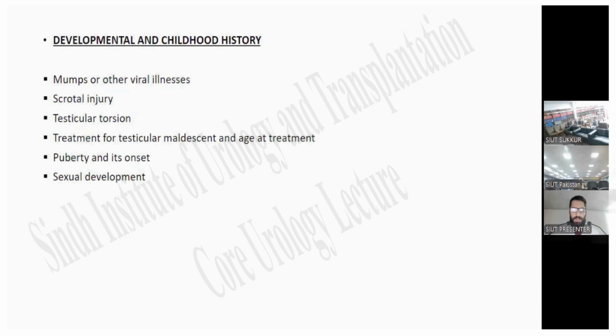In developmental and childhood history, a history of mumps or other viral illnesses will be asked, any history of scrotal injury or testicular torsion, treatment of testicular maldescent or undescended testes and the age at the treatment, and puberty onset and development of secondary sexual characteristics.